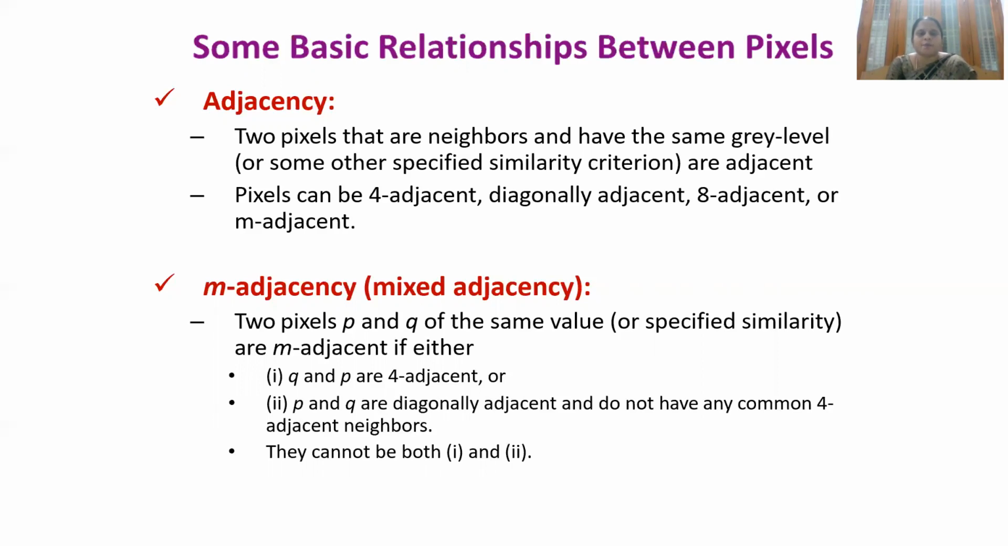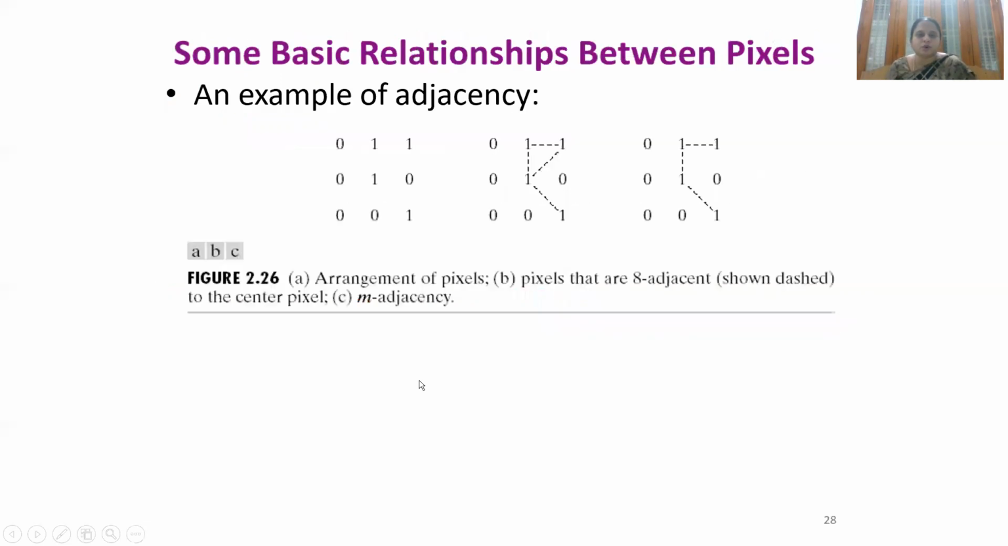M adjacency is mixed adjacency. Here two pixels P and Q may have the same value. P and Q should be 4 adjacent, that is 4 neighbors. First it should be of 4 neighbors. This pixel and this pixel are said to be 4 adjacent only if it is a close neighbor. It should not be the diagonal neighbor. This is the arrangement of pixels.